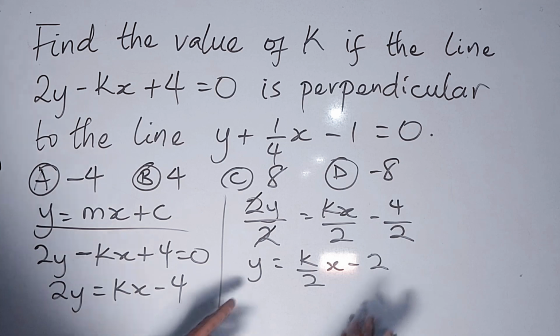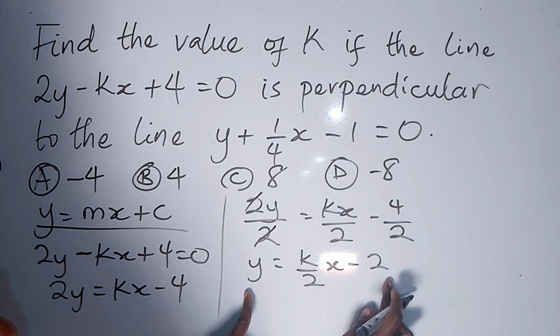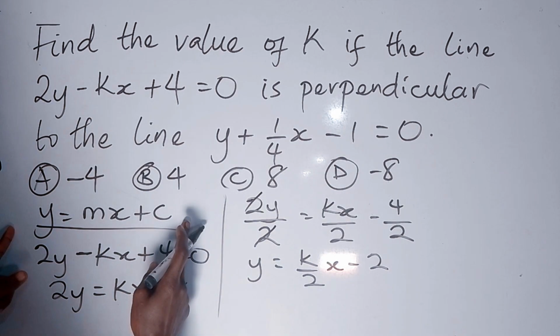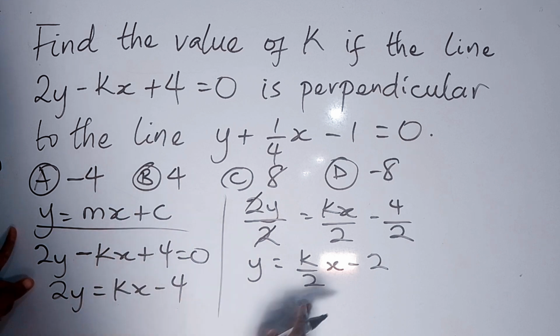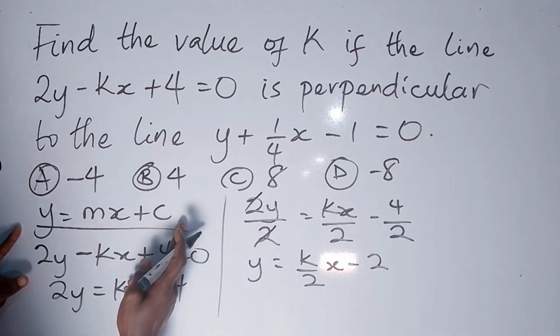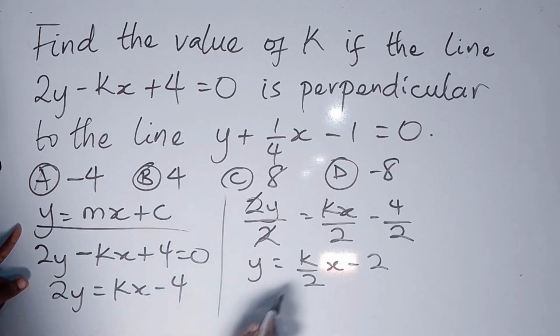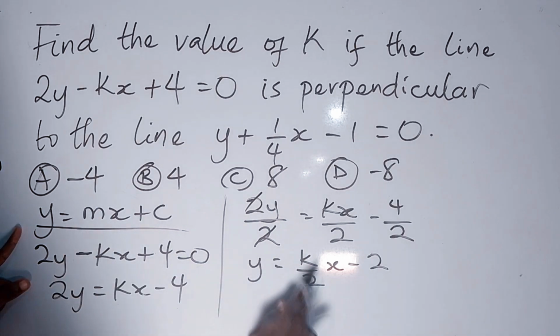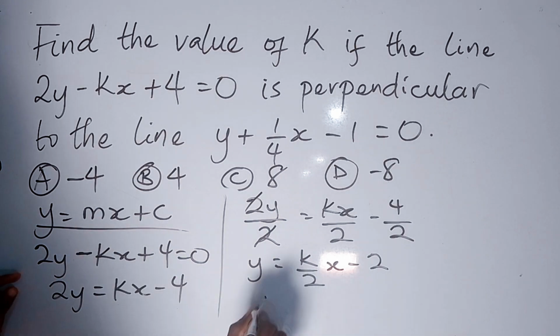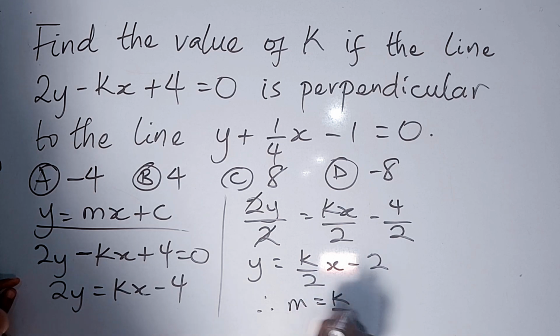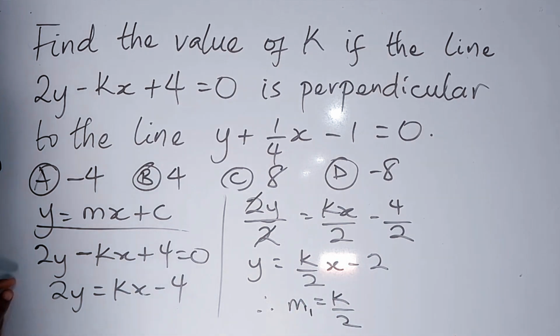Now we have been able to get a form just like our general form. When we compare this equation to the general form, our gradient is k over 2, because that's the coefficient of x. So our m here is k over 2. Let's name it m1. m1 is k over 2.